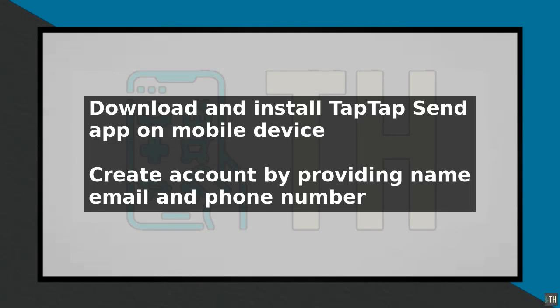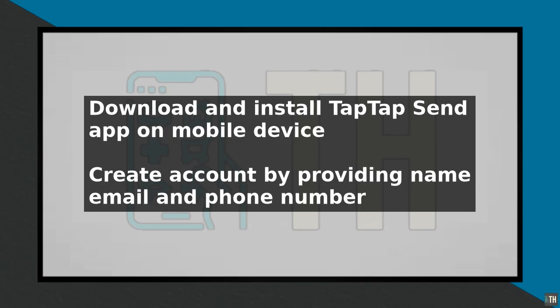To send money from TapTap Send to Easypaisa, start by downloading and installing the TapTap Send app on your mobile device. Once installed, create an account by providing the required information such as your name, email address, and phone number. Verify your account by following the instructions sent to you via email or SMS.